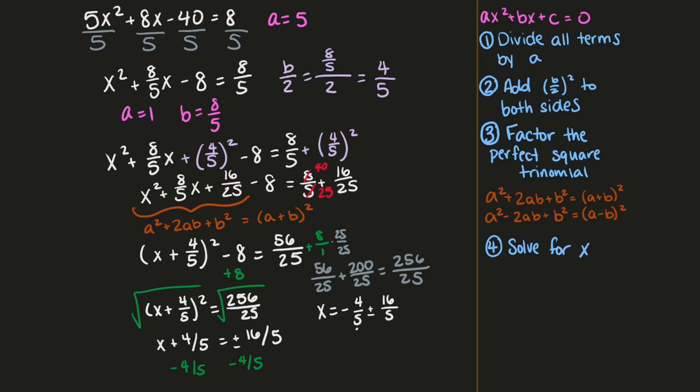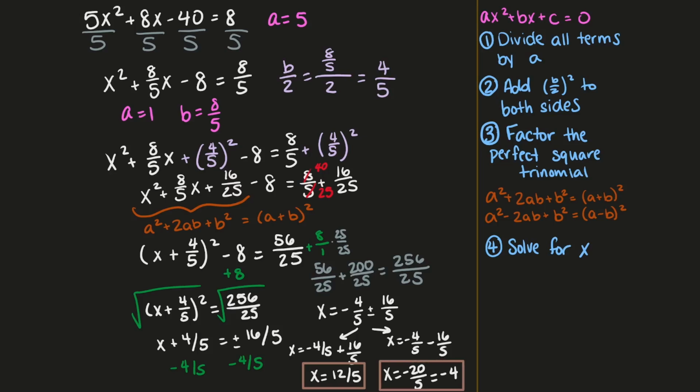So we actually can simplify these since we don't have our square root. We can break this up into two expressions. So we get x equals negative 4 over 5 plus 16 over 5, and x equals negative 4 over 5 minus 16 over 5. So on our left side, negative 4 over 5 plus 16 over 5 gives us 12 over 5. And on our right side, negative 4 over 5 minus 16 over 5 is negative 20 over 5, or we can simplify that to negative 4. And those are our two values for x.